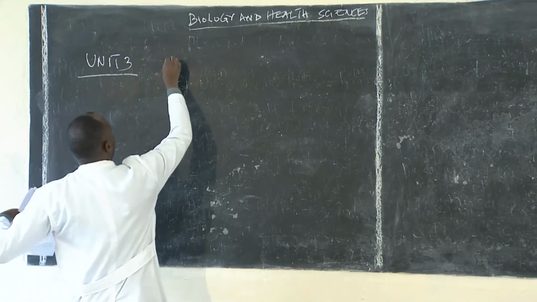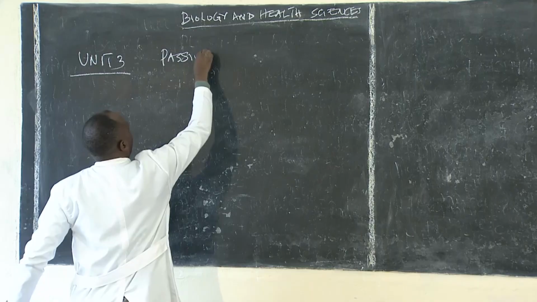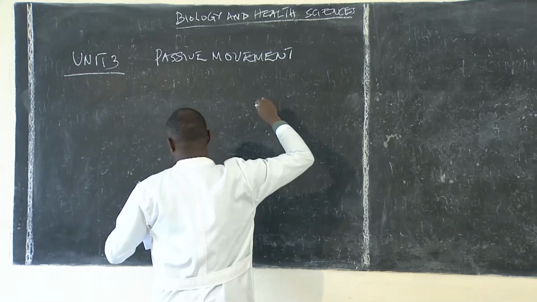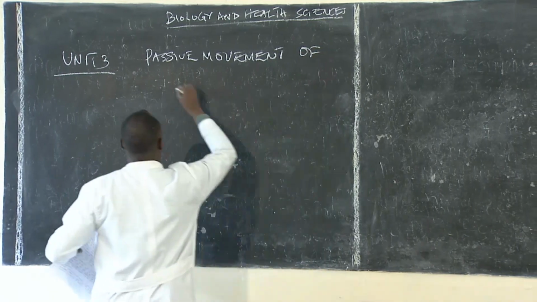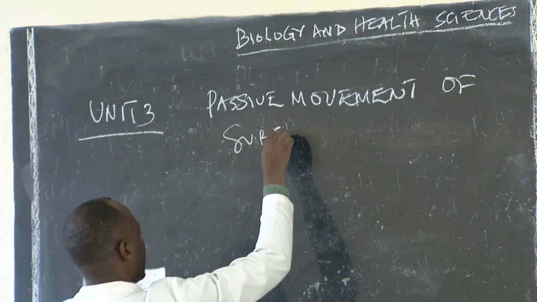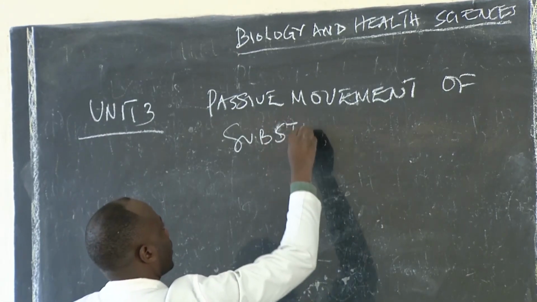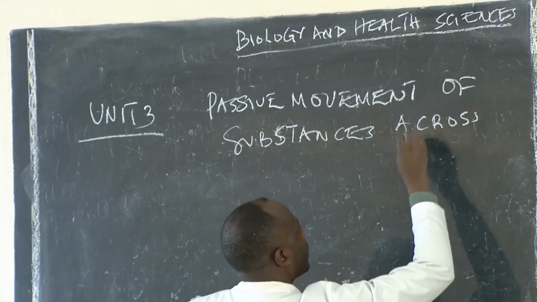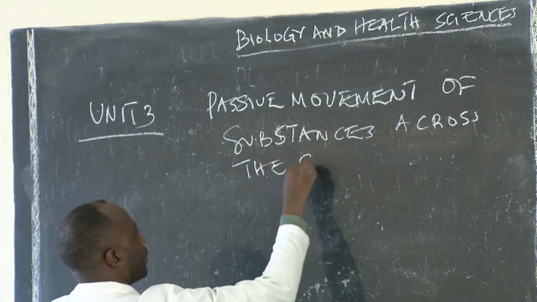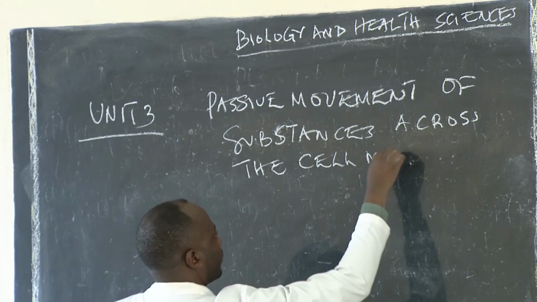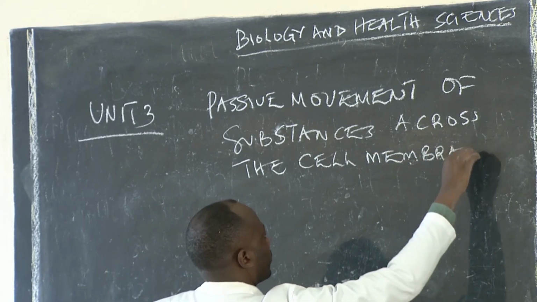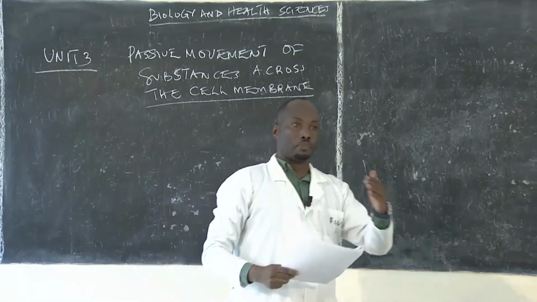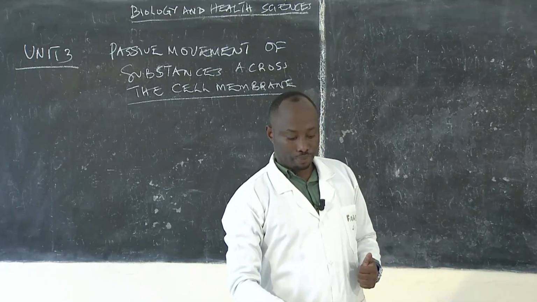Unit 3, which is concerning the passive movement of substances across the cell membrane. So, student, welcome to the lesson of today, which is concerning passive movement of substances across the cell membrane.